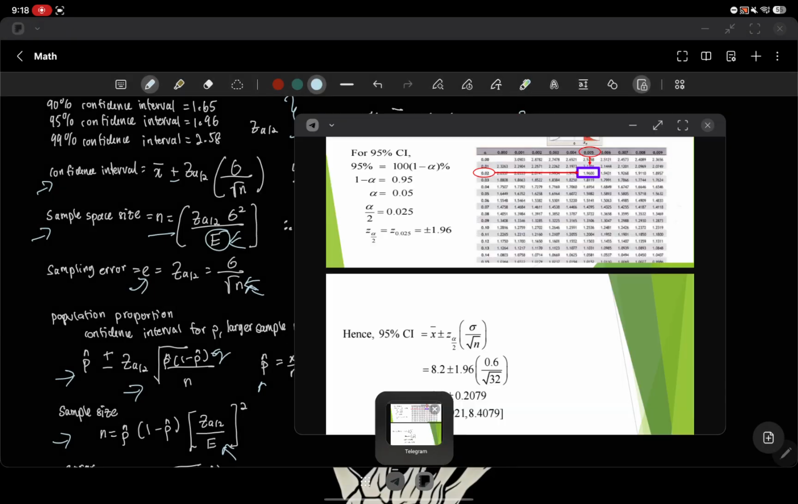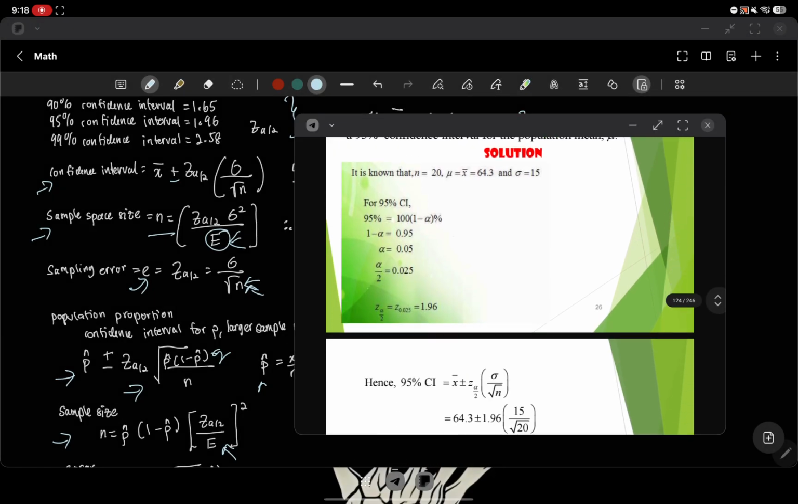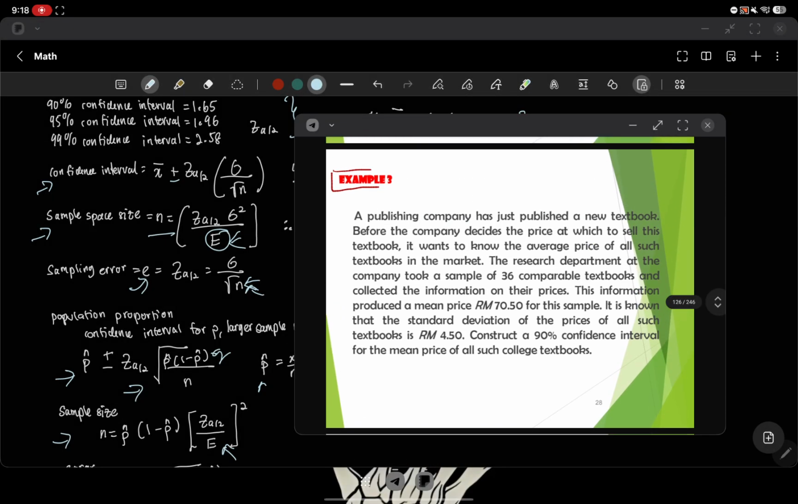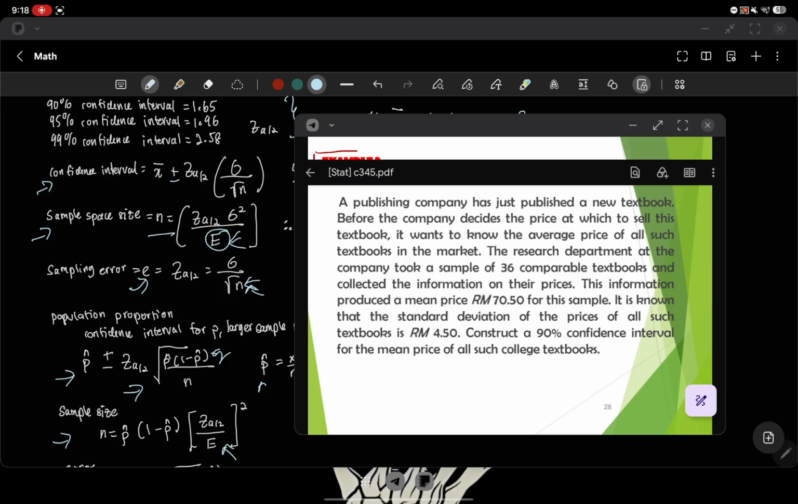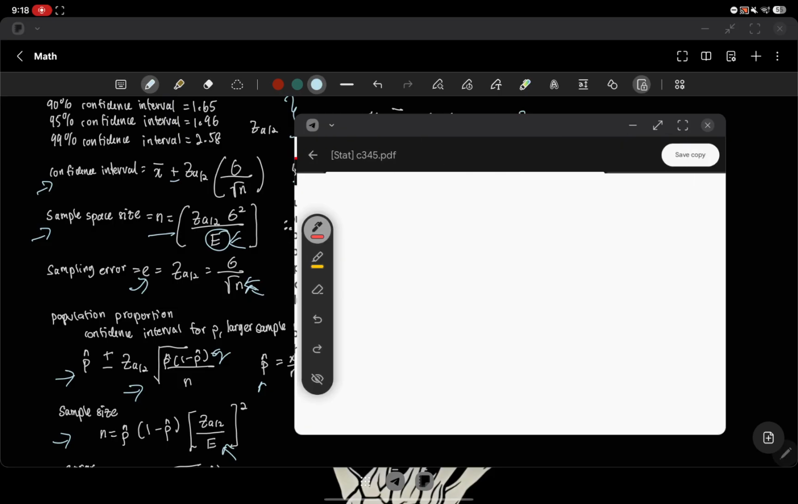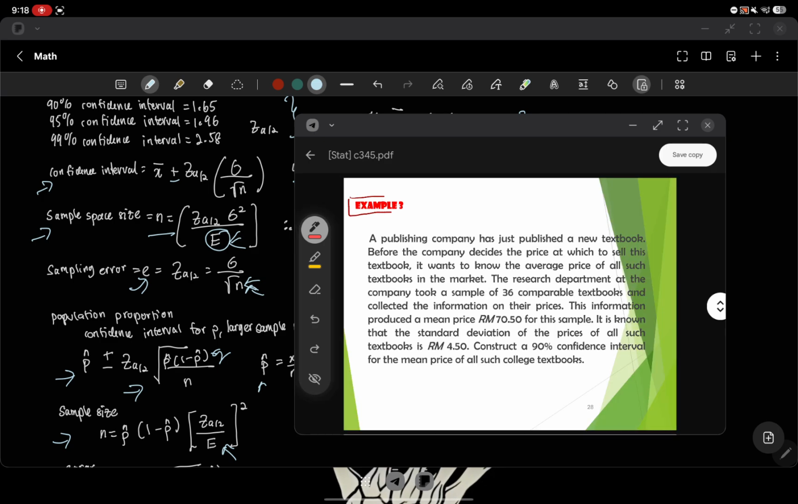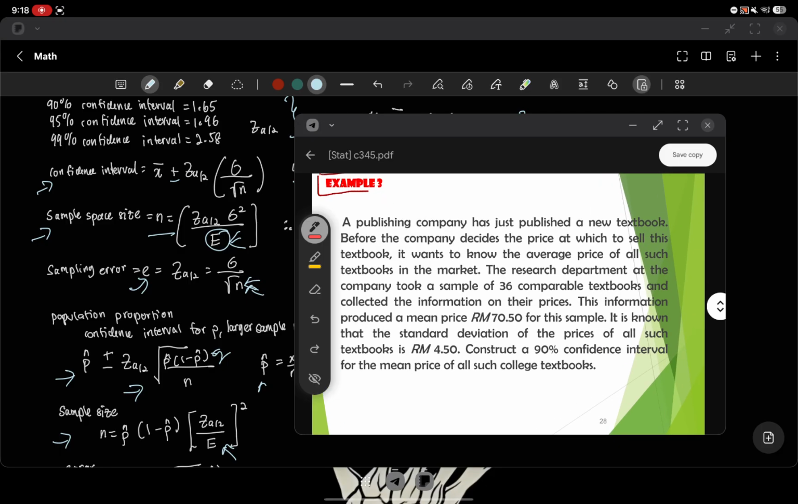Okay, now we'll be seeing the sample questions. So this is the first sample question. In the first sample question, we know here that a publishing company publishes a new textbook. Before the company decides the price, the research department takes a sample of 36.